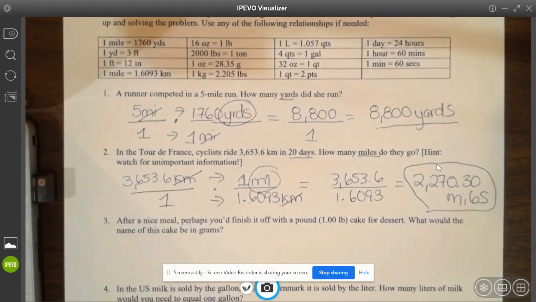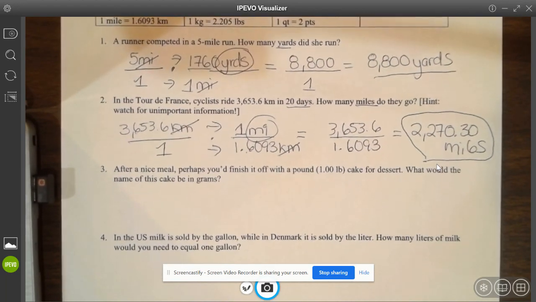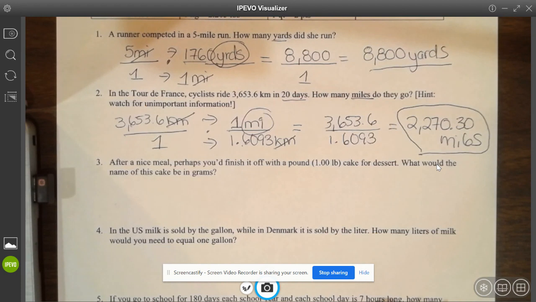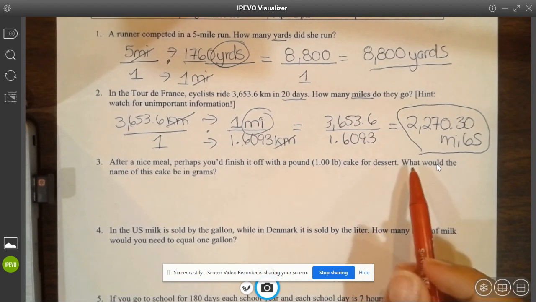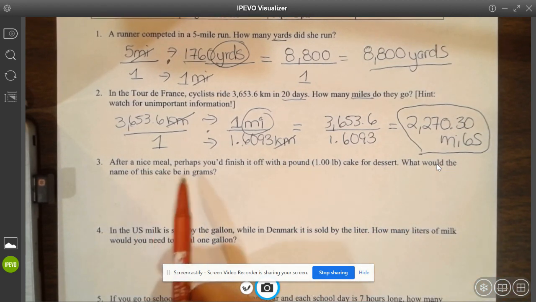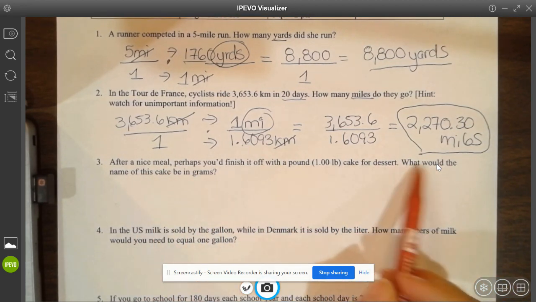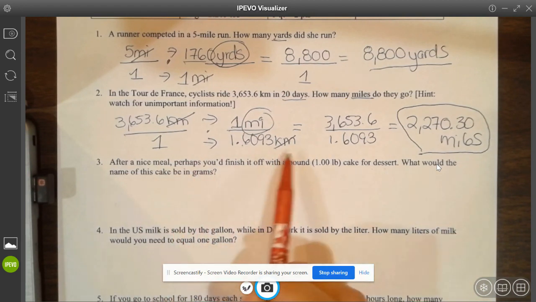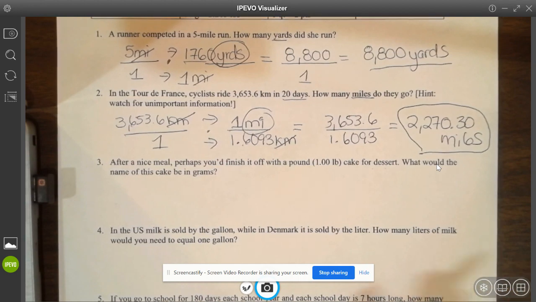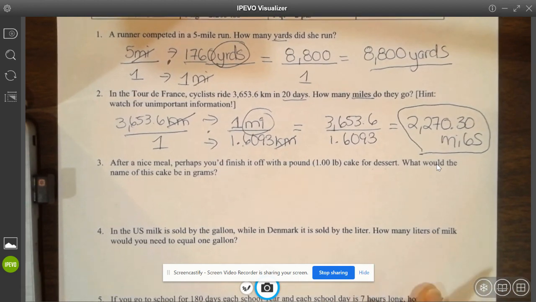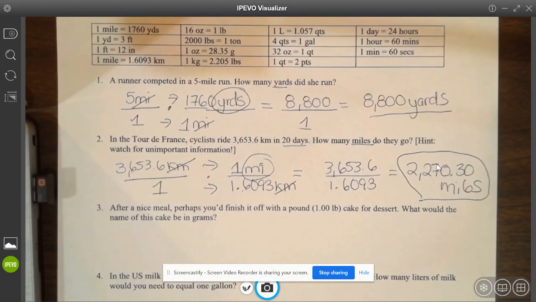All right, let's keep going. This one says, after a nice meal, perhaps you'd finish it off with 1 pound of cake for dessert. That's a lot. What would the name of this cake be in grams? So instead of a pound cake, it would be something grams. That's funny. Okay, good. All right, let's look for our chart here.